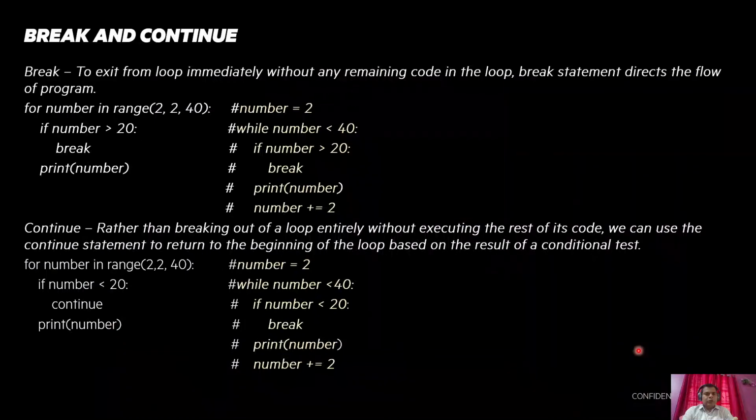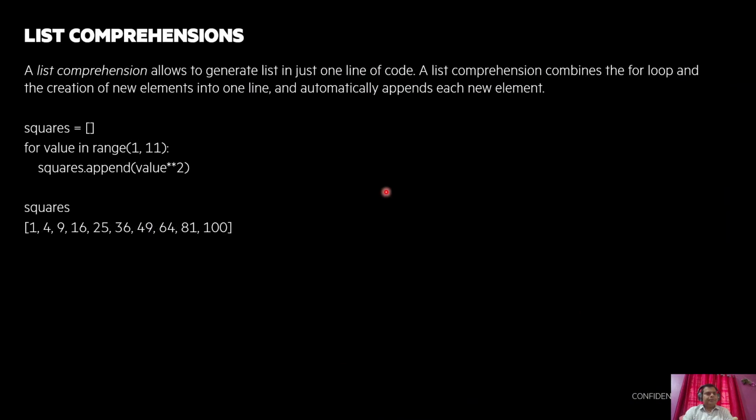Okay, so let's move further. A list comprehension allows us to generate the list in just one line of code. List comprehension combines the for loop and the creation of a new element into one line and automatically appends each new element. So it is one step further. In this example, we got the list, we got the for loop, and then we are doing the square and then appending the value inside the square. These multiple lines could be converted to one line of code.